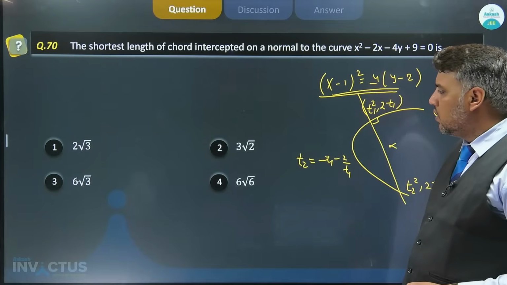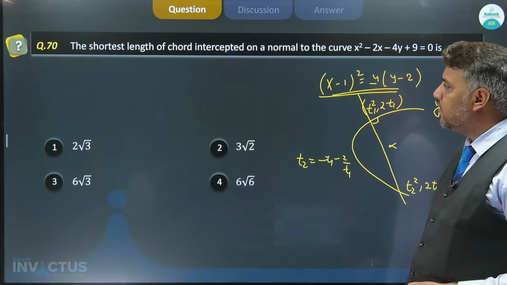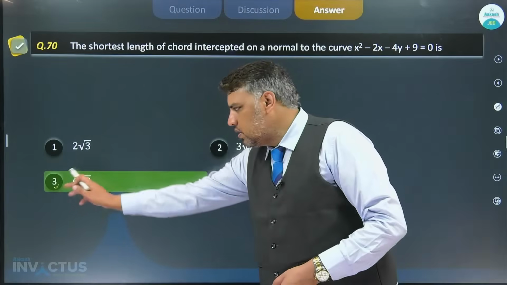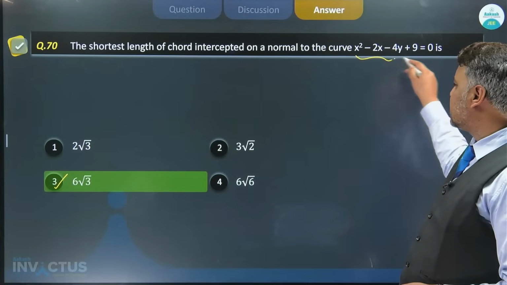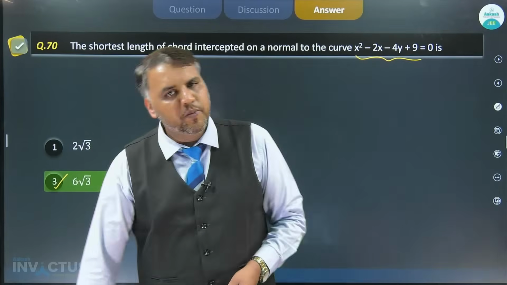Okay, so I think 6 root 3 will be the answer, root of 108. 6 root 3. So this is a basic simple question. You could also take y square is equal to 4x instead, and then also the geometry will remain the same.